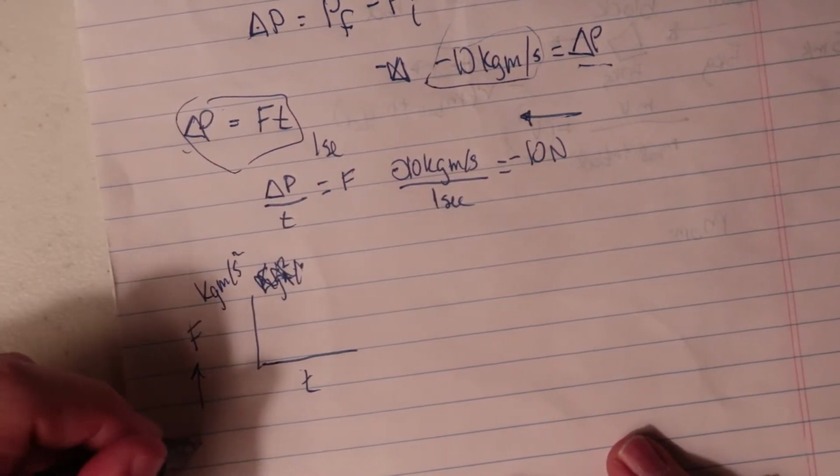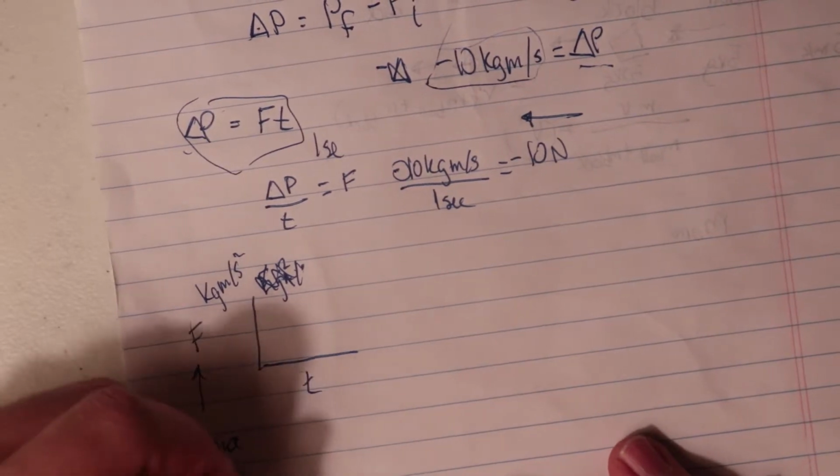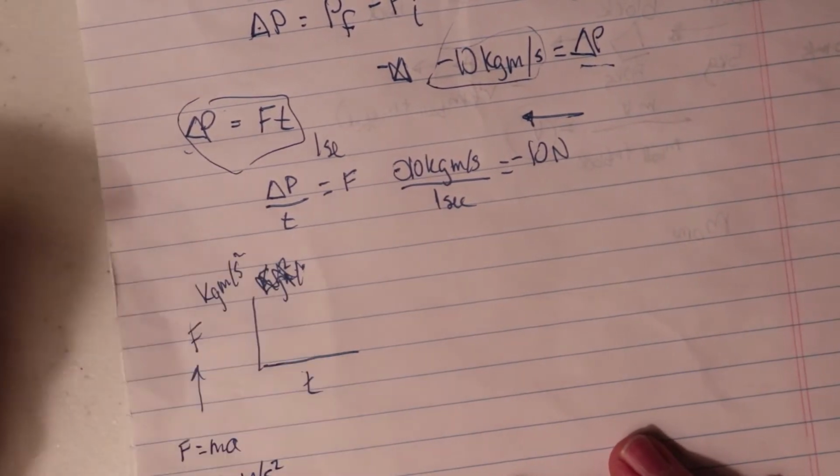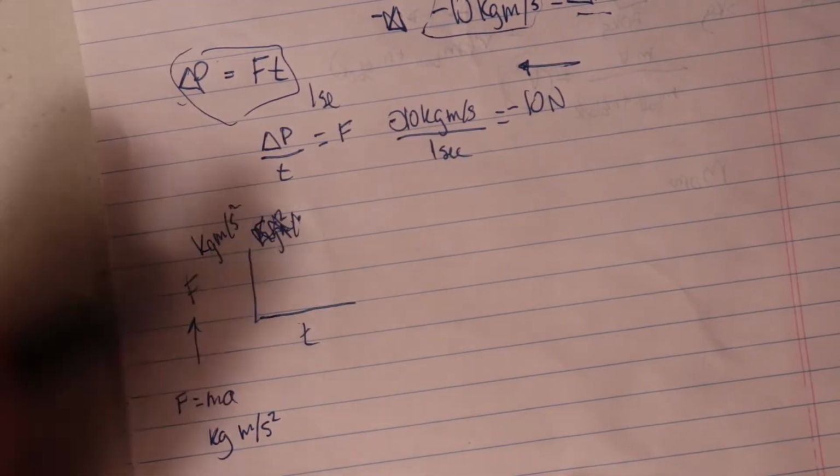But remember that force equals mass times acceleration. And so mass is measured in kilograms, and acceleration is measured in meters per second squared. So I have kilogram meters per second squared and time.